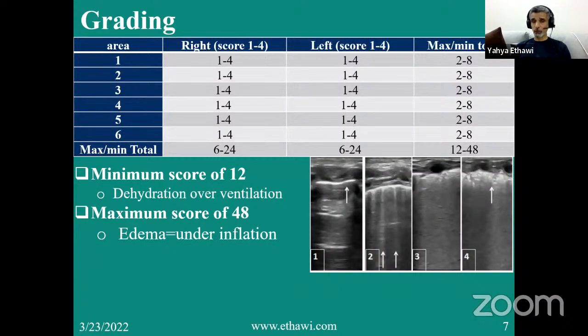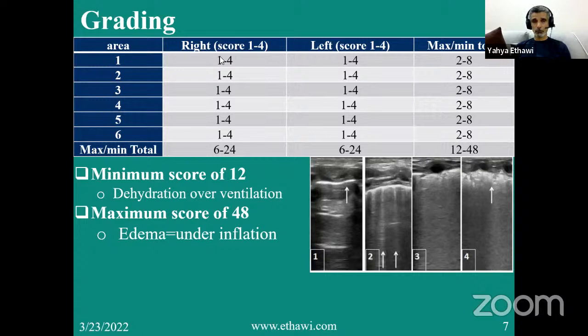And now we go to the scoring. So we get the grade and we get the scoring. Now, sometimes you cannot get all the pictures, so you have to make a decision based on the pictures or zones that you already have. We have a right side and a left side, with 6 zones on the right and 6 zones on the left. Each zone is scored from 1 to 4.